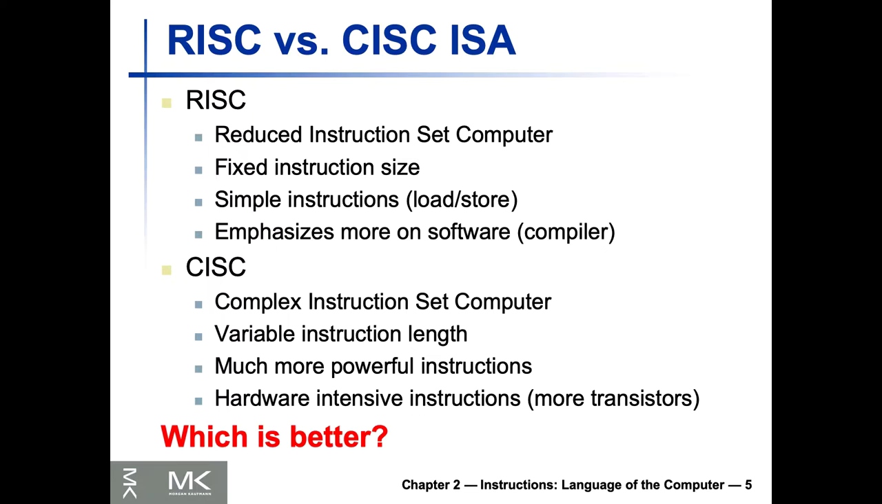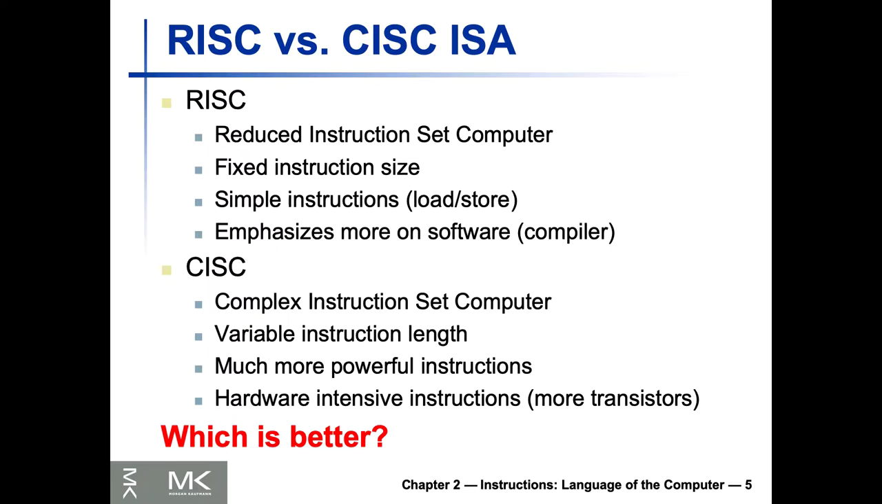So it has a fixed instruction size. So the width of your instructions is always fixed. And that's a good aspect because it makes it much simpler. Your loads and stores are much, much simpler. We're going to see examples later today. And if you want to compare RISC versus CISC, you see that the emphasis was more on the software side or the compiler side.